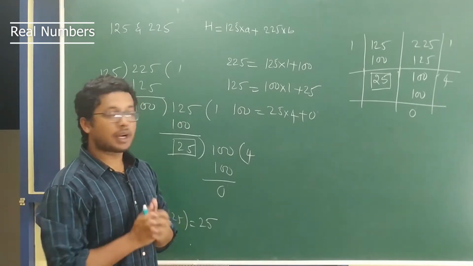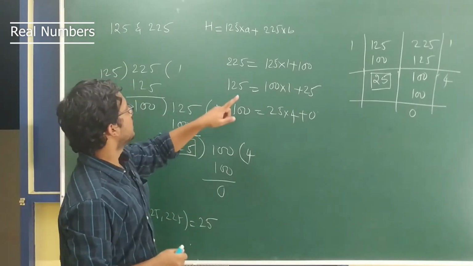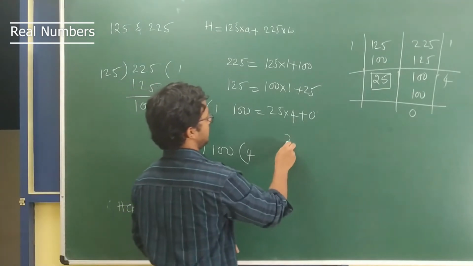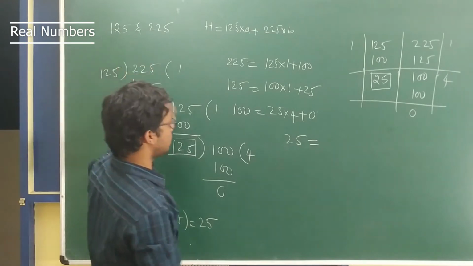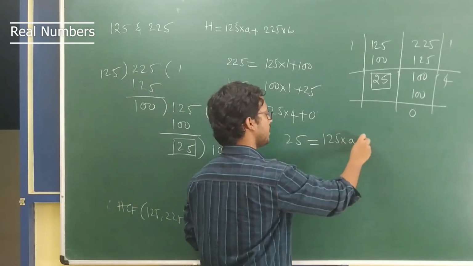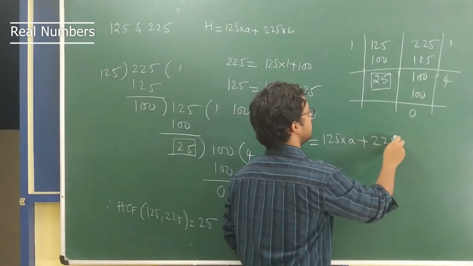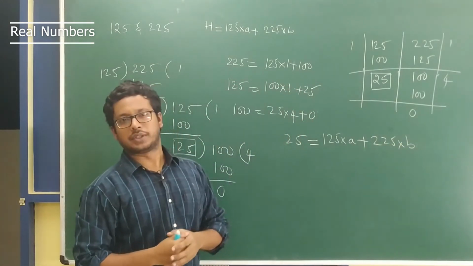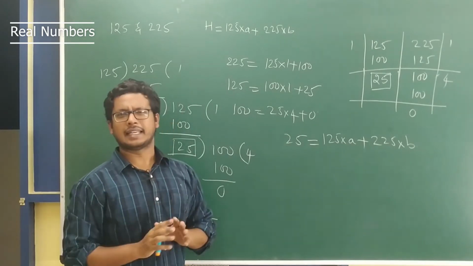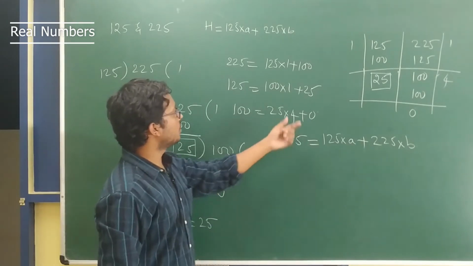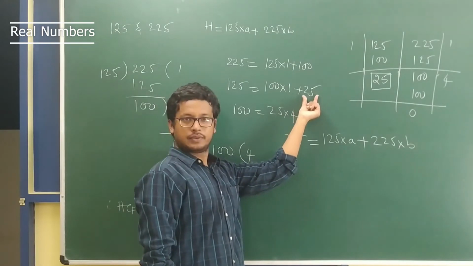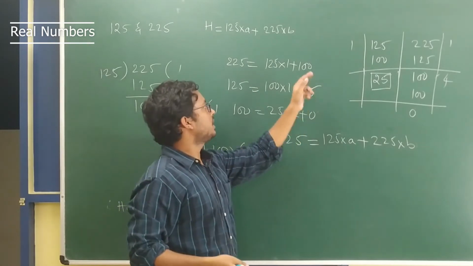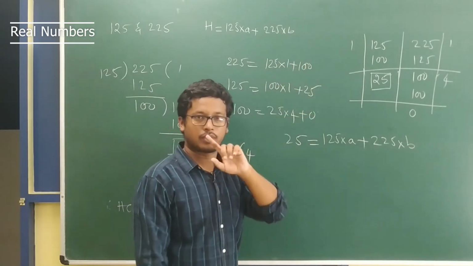Alright. So now what do we want? Now we want the HCF. The HCF is 25. This 25 must now be written as 125 times some A plus 225 times some B. So we are supposed to find the values of A and B. So now how do we do this? The method is again simple, follow the method. What you do is you start off with this equation and go on substituting for the previous remainders. I will show you what I mean.